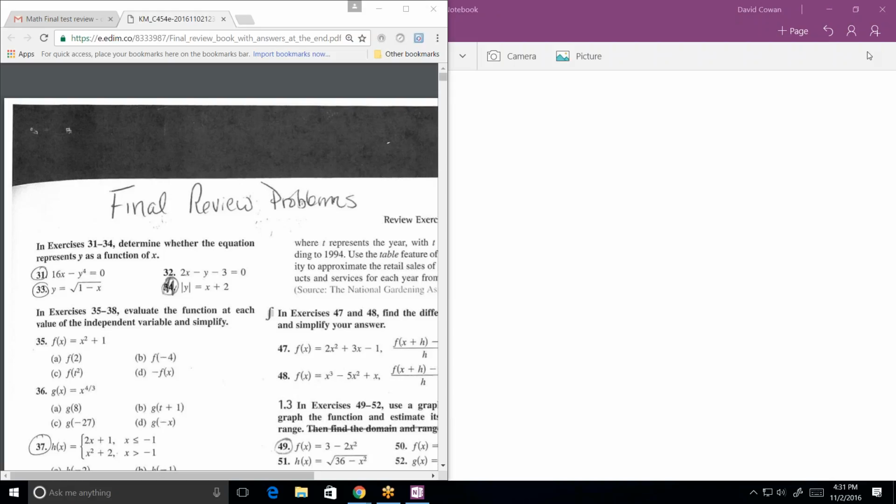Let's see. Are we supposed to do all the circled ones? Is that what we're doing here? I don't know. I think we're supposed to do all of them. Okay. These first ones. Determine whether the equation represents y as a function of x.